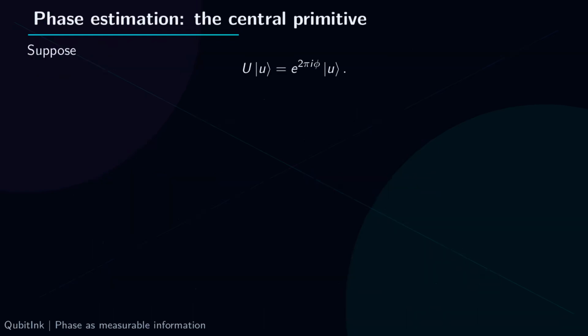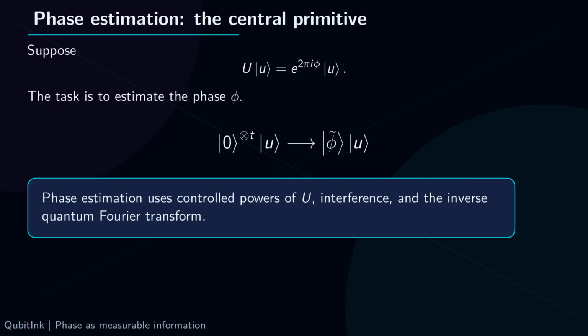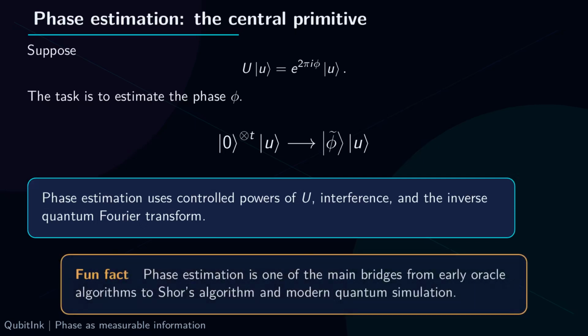Phase estimation begins with an eigenvalue equation, U|u⟩ = e^(2πiφ)|u⟩. Here, |u⟩ is an eigenstate of the unitary operator U, and the eigenvalue is a complex phase. The task is to estimate φ. The circuit uses an auxiliary register initialized to |0⟩^⊗t, controlled powers of U, interference, and the inverse quantum Fourier transform. The output is an estimate |φ̃⟩, while the eigenstate |u⟩ remains. Phase estimation is central because it turns phase, which is normally hidden in amplitudes, into measurable classical information.